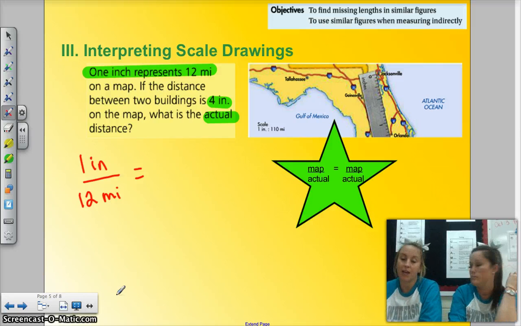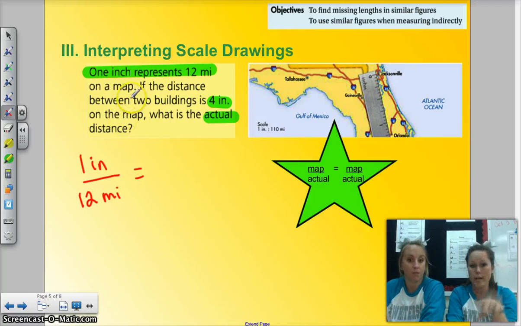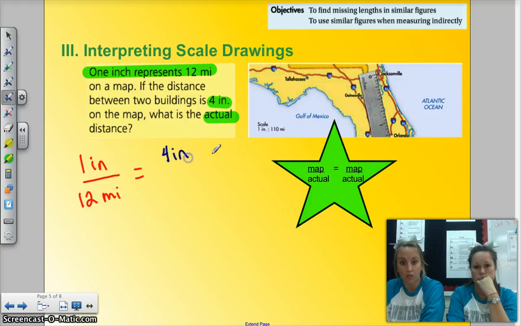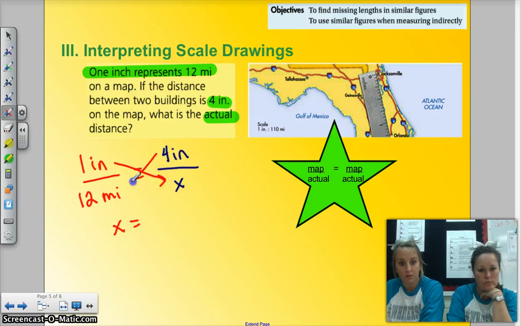Like we talked about last night, you have to have the same items on top and the same items on bottom. So 4 inches between the buildings on top. The label of inches needs to go on top, in the same spot, and then x. Now we solve. 1 inch times x, easy peasy. X is 4 times 12, 48.